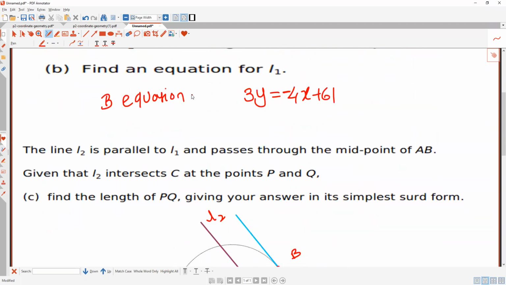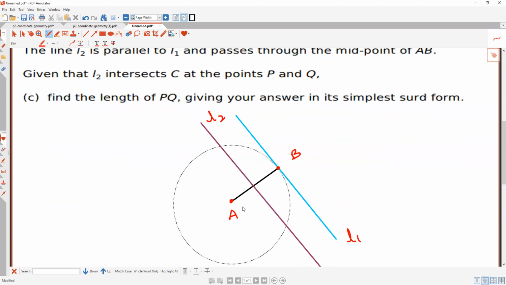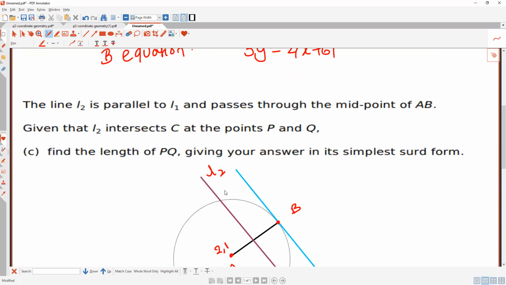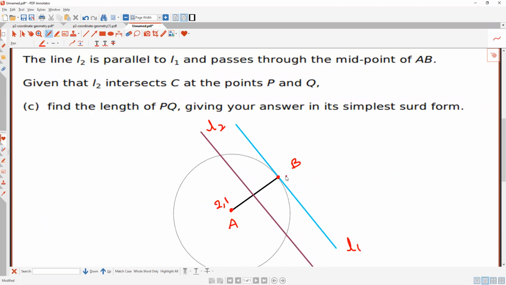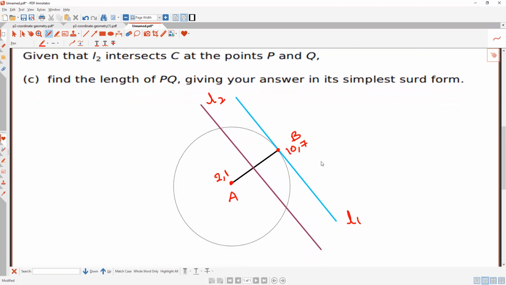Okay. What is your A? Your A is 2, 1. And your B is 10, 7. Fine. Now let's find the midpoint of AB.